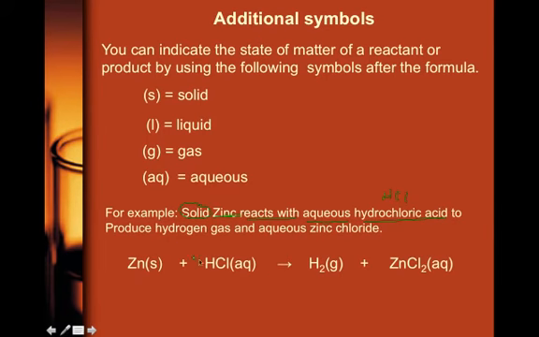Produces, so that's your arrow sign, hydrogen in the gas form, so H2(g), and zinc chloride in the aqueous form, so ZnCl2(aq). That's an example of a more complete description of a chemical reaction. Oftentimes we'll leave off the state symbols. Those are important when you start figuring out how much energy is involved in reactions, but right now they're not too critical for us.